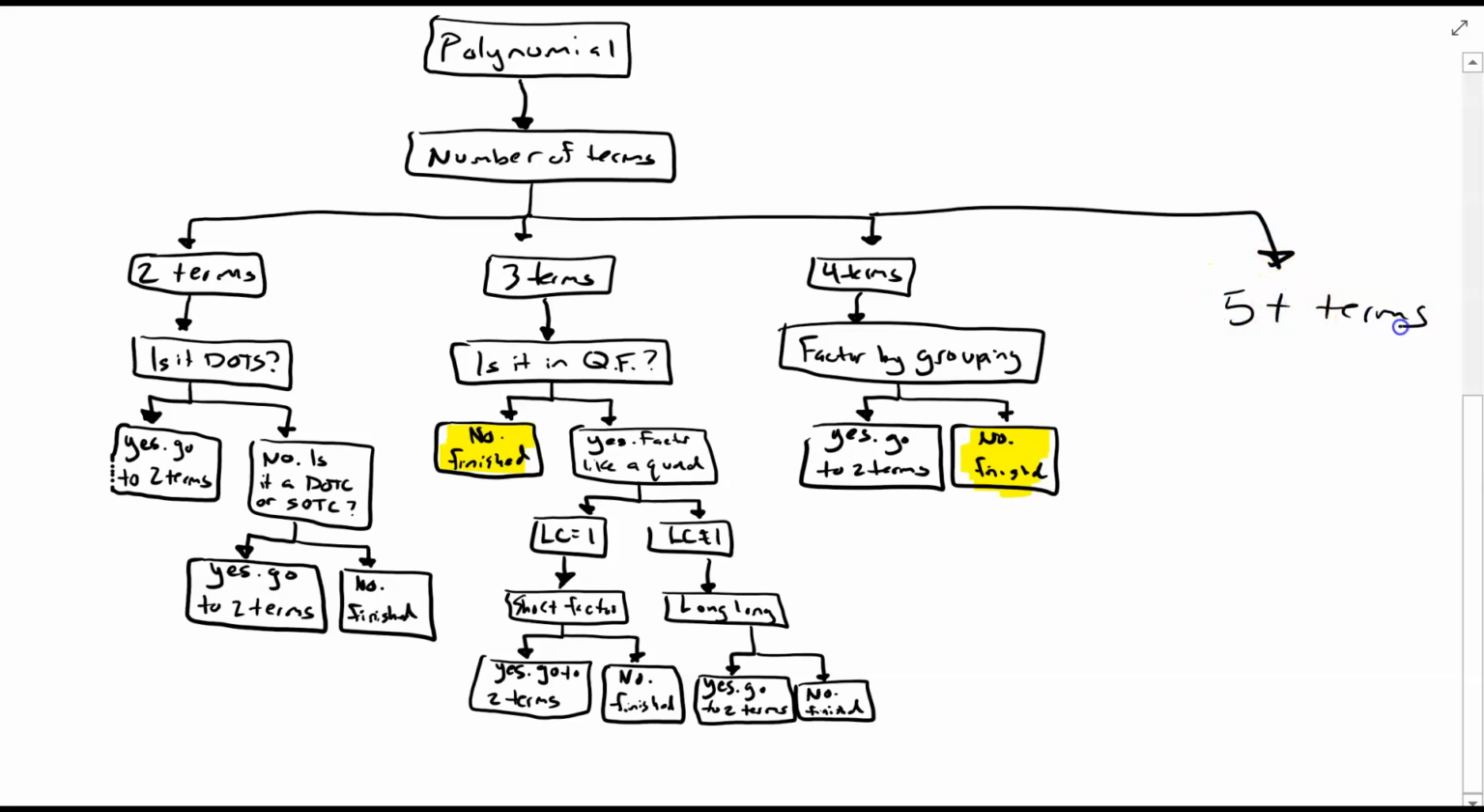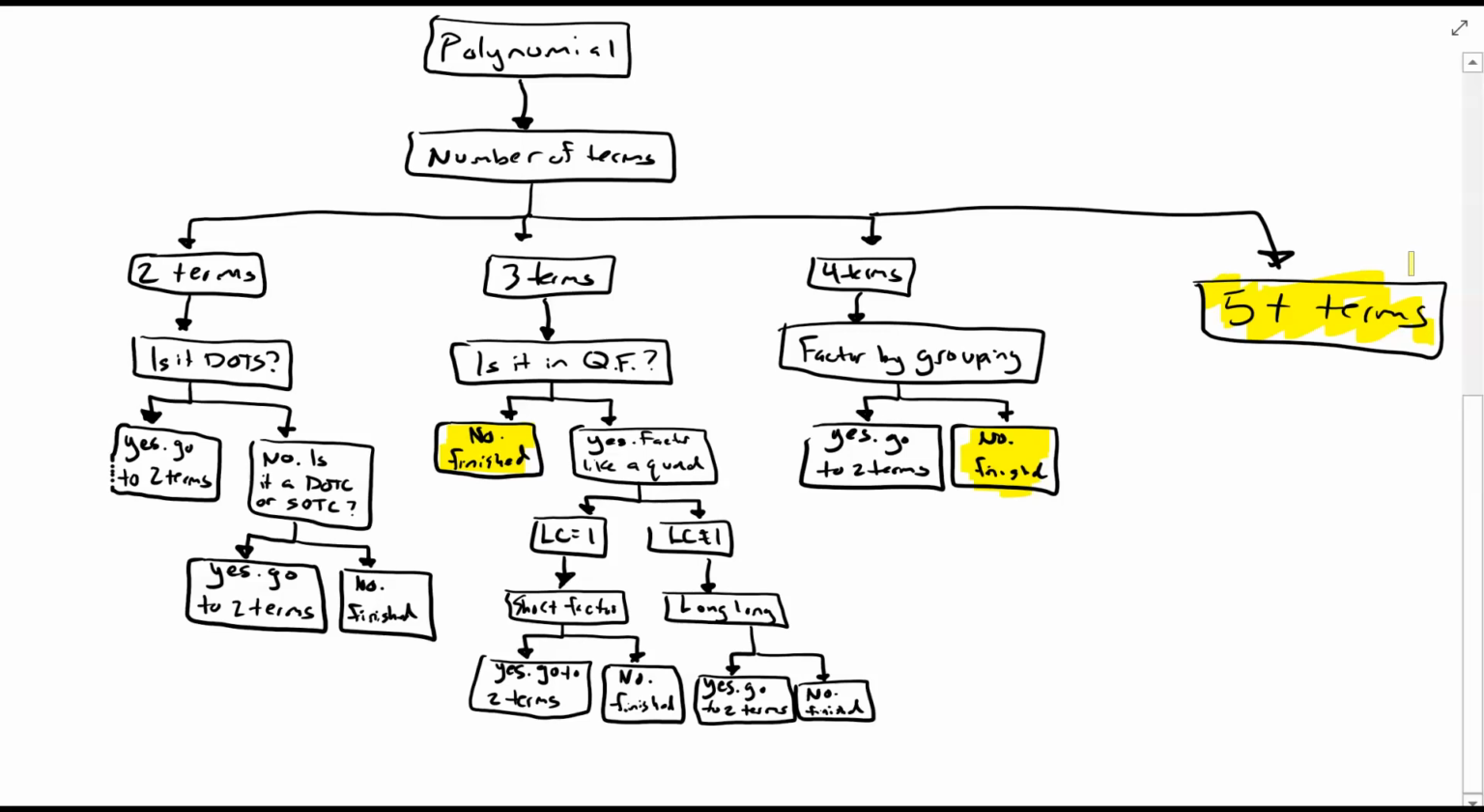And then if we had five or more terms, we didn't have anything to do with that, and we're going to have to fill that in. So this next week or so, we're going to work on extending this factoring tree to cover some of these situations that we didn't address last semester.